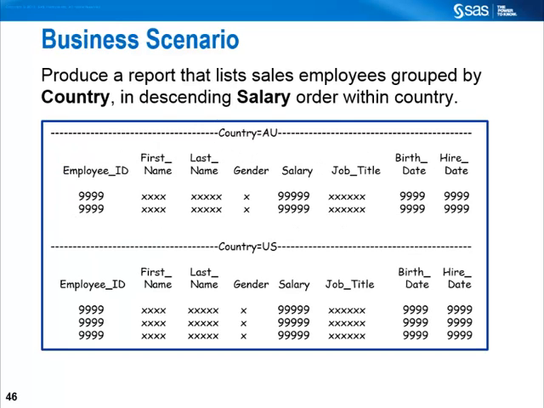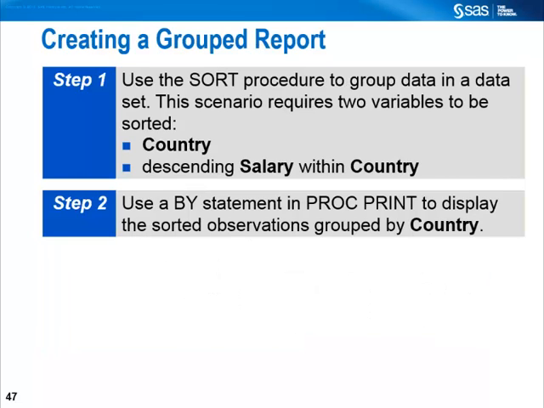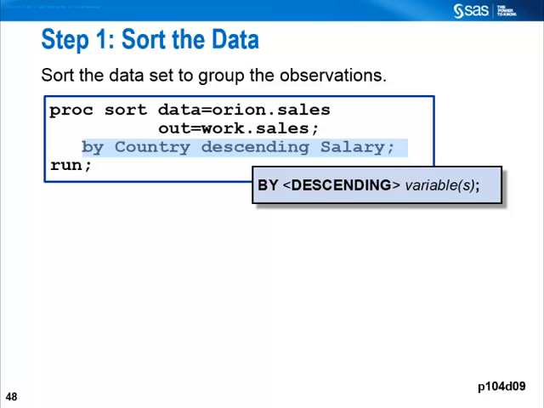Business scenario. Produce a report that lists sales employees grouped by country in descending salary order within the country. So country is the major group and salary is the minor group. So creating a grouped report. Step 1. We use the sort procedure to group the data in a dataset. This scenario requires two variables to be sorted, that is country, and descending salary within country. We use a by statement in proc print to display the sorted observations grouped by country.